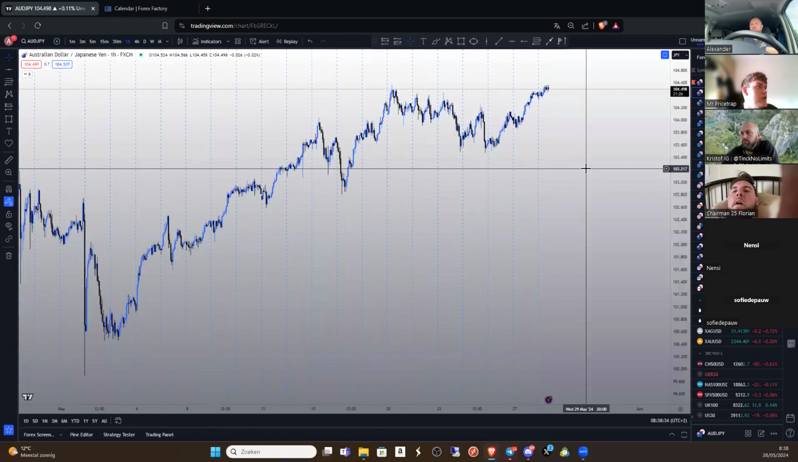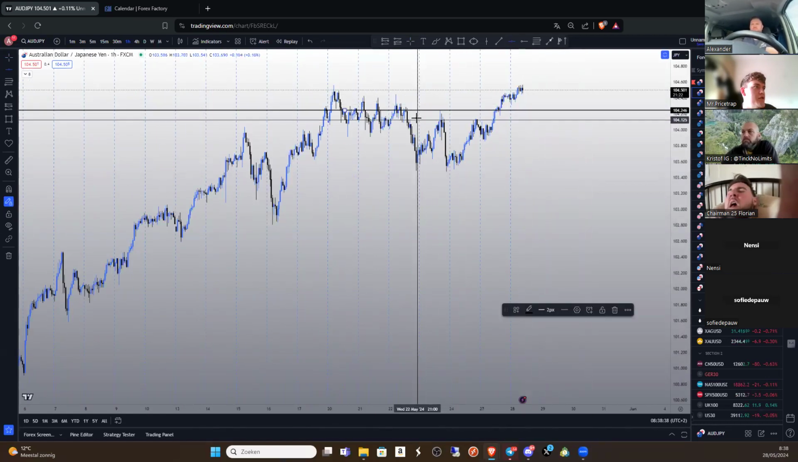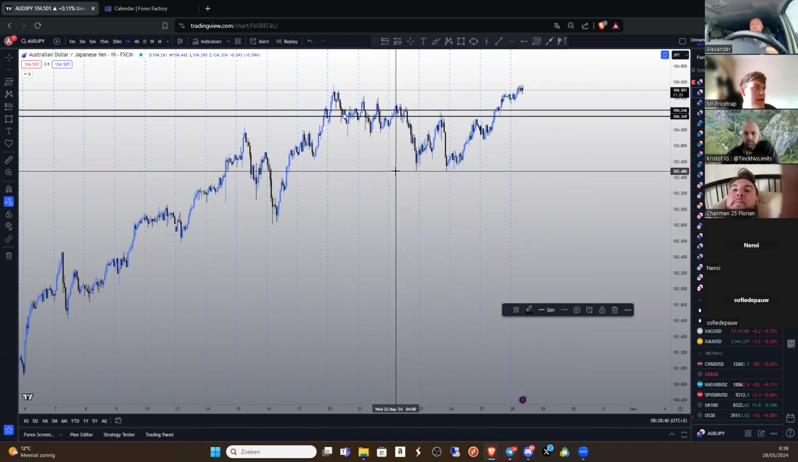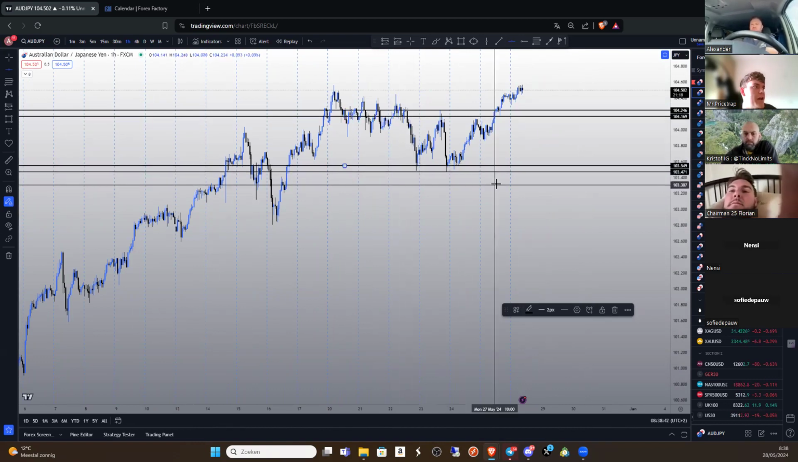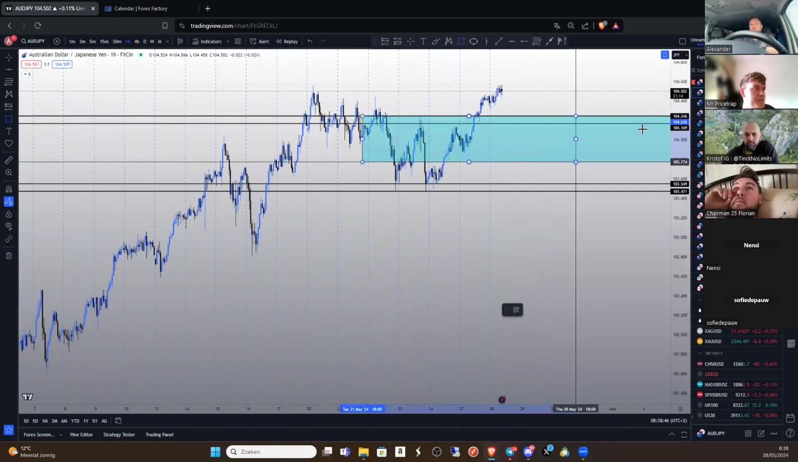Good. Then we have ADJPY. On ADJPY, we can see a potential follow-up of our uptrending market here. We are breaking highs again. So let's see if we can get a proper retest out of this.